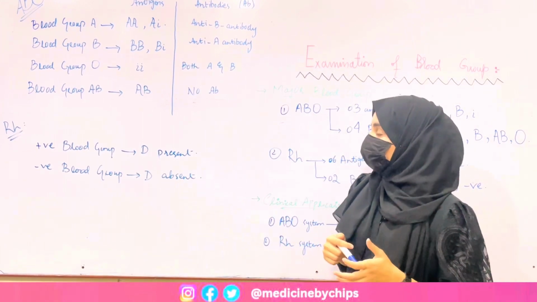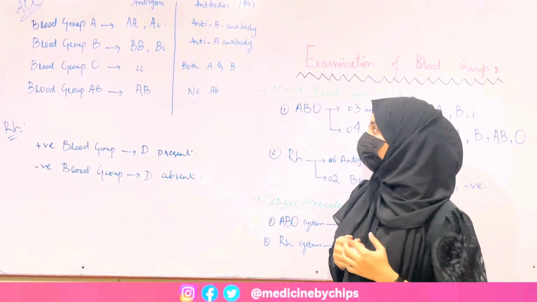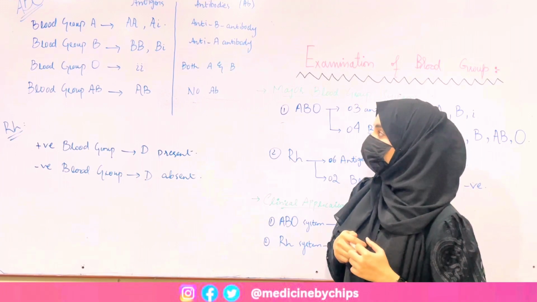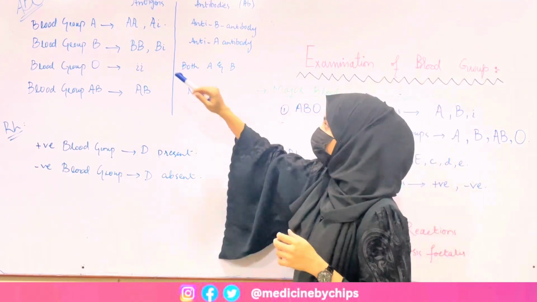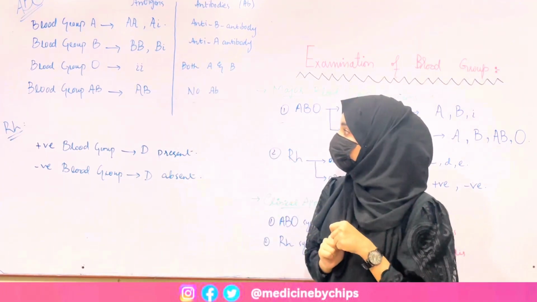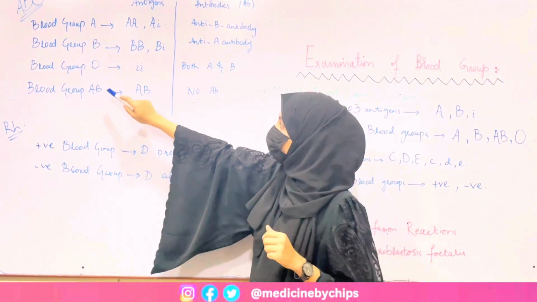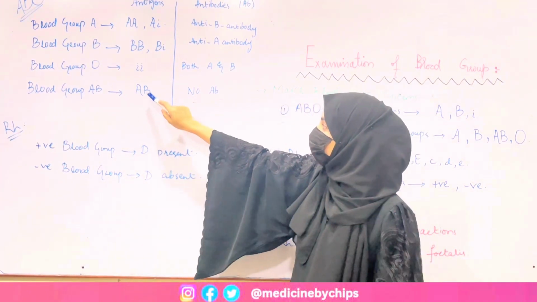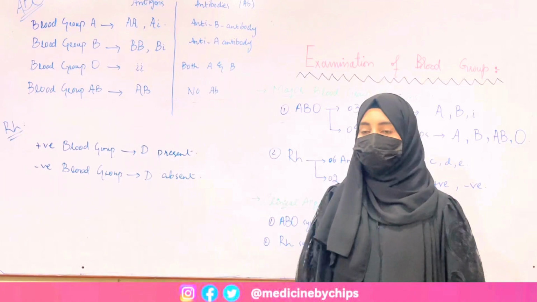Next, we have blood group O. They have basically I antigen, and they have both anti-A and anti-B antibodies since they have no antigen A or B on their surface. And the people having blood group AB have a combination of both antigen A and antigen B, and hence no antibodies.